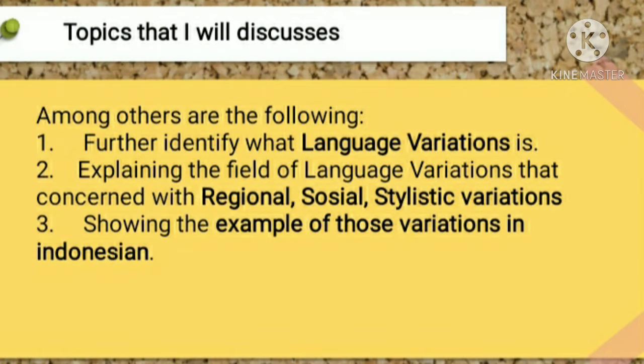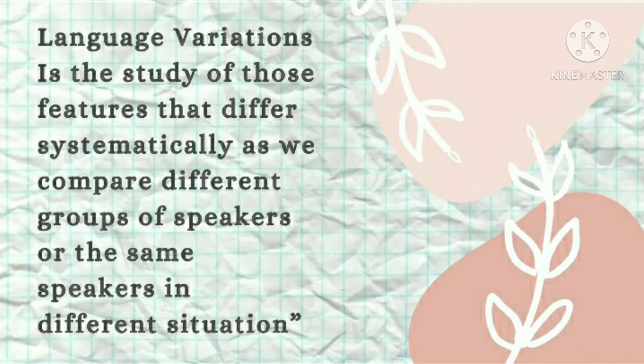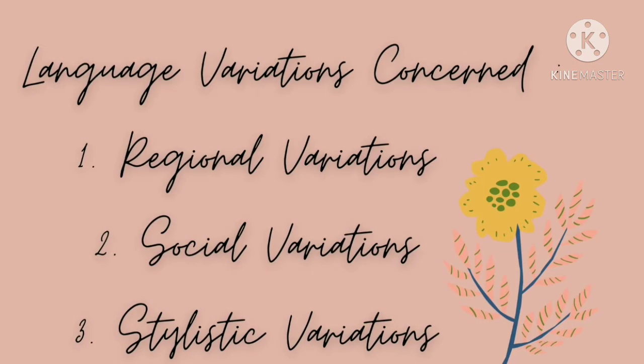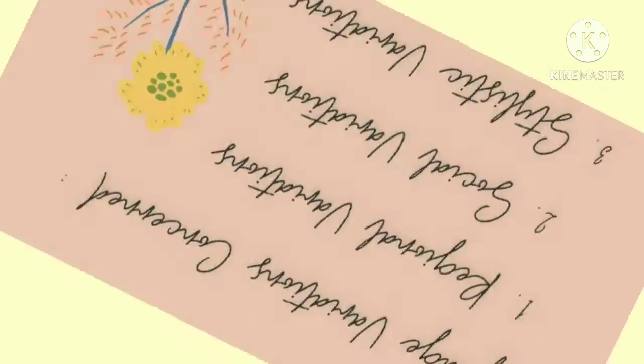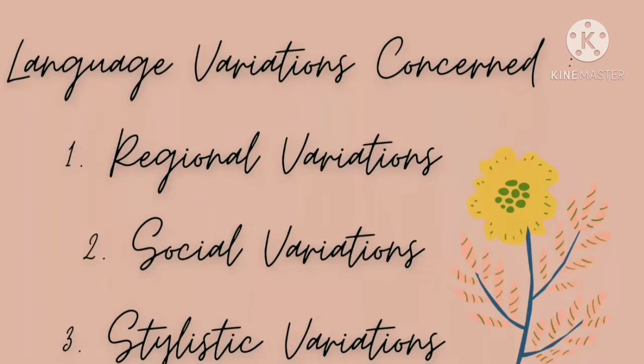Alright guys, as you can see here, I have several topics that I will discuss, but to save time, let's go to the next one. First, you have to know about language variations itself. Language variation is the study of those features that differ systematically as we compare different groups of speakers or the same speakers in different situations. Language variation is concerned with three variations: first, regional variations, second, social variations, and third, stylistic variations. Let's get to know them one by one.